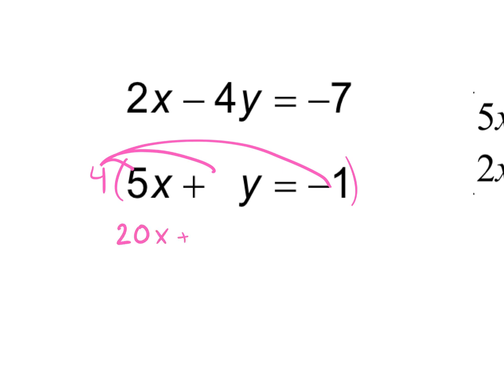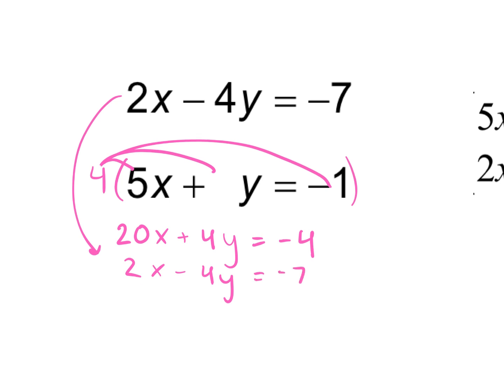So I have 20x plus 4y is equal to negative 4. Do not forget to multiply all three things in your equation by the number. A lot of people always forget to multiply the other side of the equal sign. Just don't forget. I'm going to rewrite our first equation right below it. So I have 2x minus 4y is equal to negative 7.